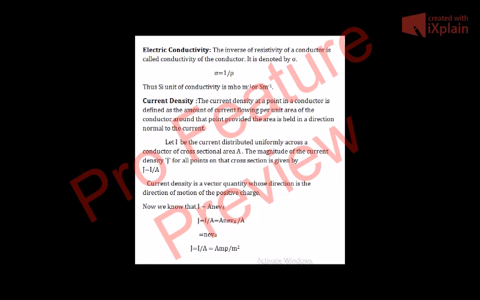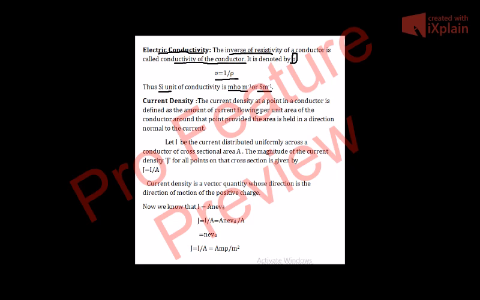Now, what is electric conductivity? Again, as conductance is the inverse of resistance, similarly electric conductivity is the inverse of resistivity. The inverse of resistivity of a conductor is called the conductivity of the conductor, and it is denoted by sigma. Sigma is equal to 1 upon rho. The SI unit of conductivity is mho per meter, or Siemens per meter.